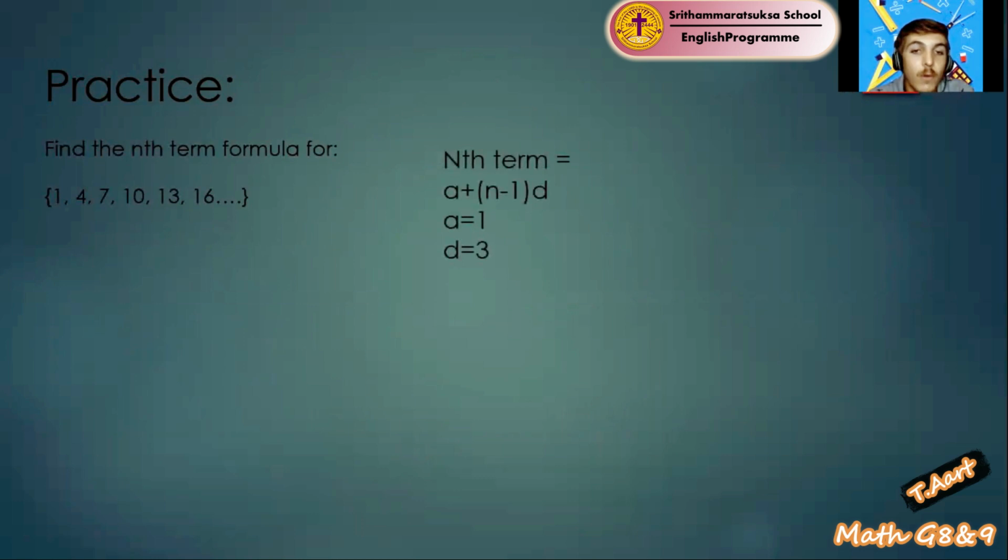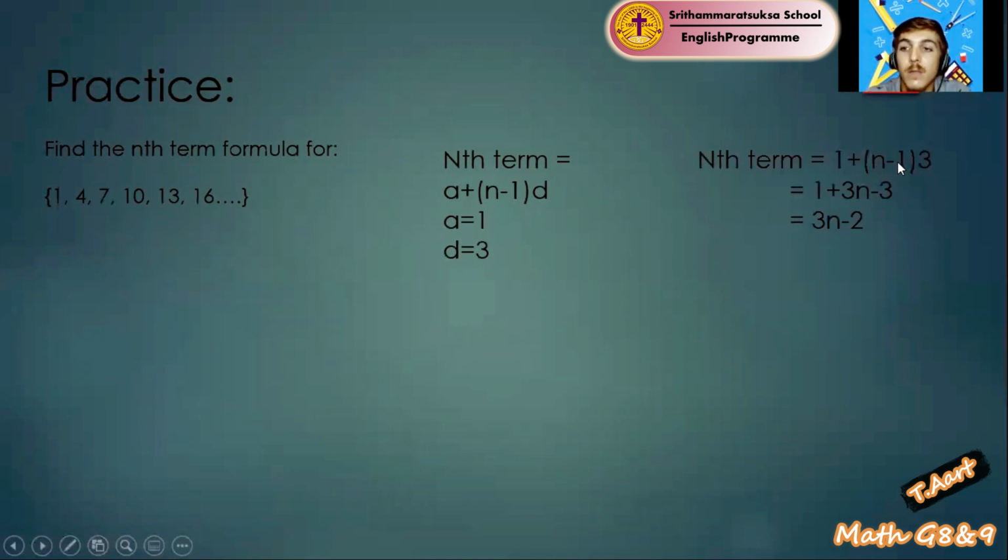So if we look at the formula, a here is the first term, which is 1. D is the difference between each term. The difference between these two is 3. The difference is 3, difference is 3, so d is equal to 3. We put those into the formula, and we get 1 plus n minus 1 times 3. We multiply that 3 into the bracket, and we get 1 plus 3n minus 3. And 1 minus 3 is minus 2. So our final formula here is 3n minus 2.